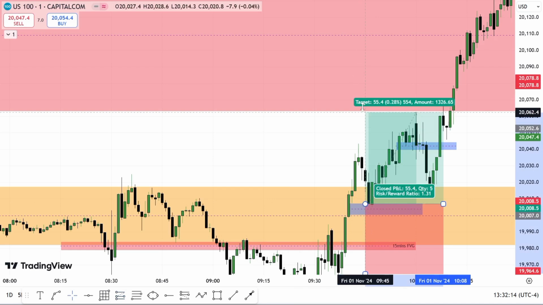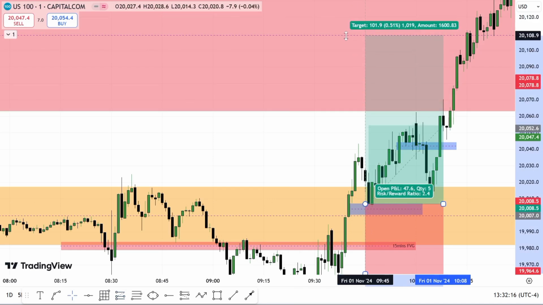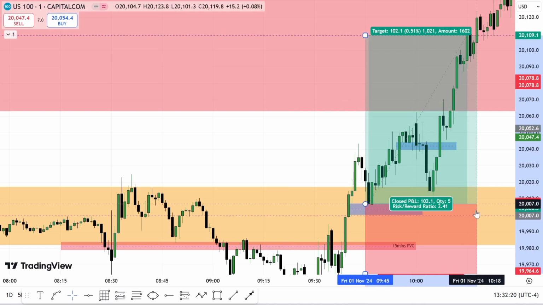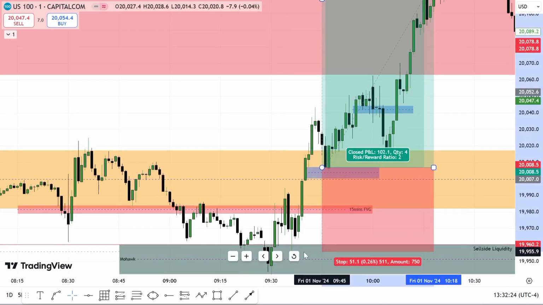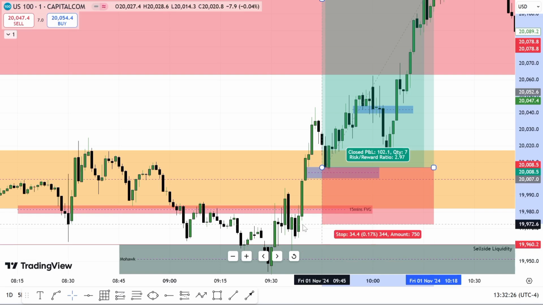Then I will target the midpoint of this 4 hours bearish fair value gap. That would be my target. And my stop would be below this low, but I prefer keeping it below this fair value gap.